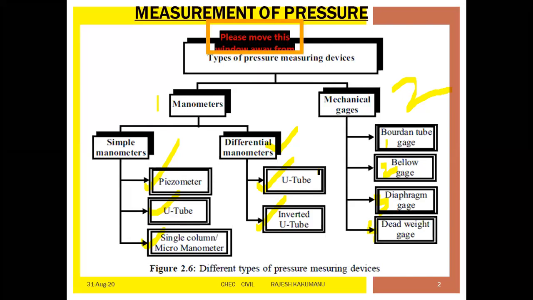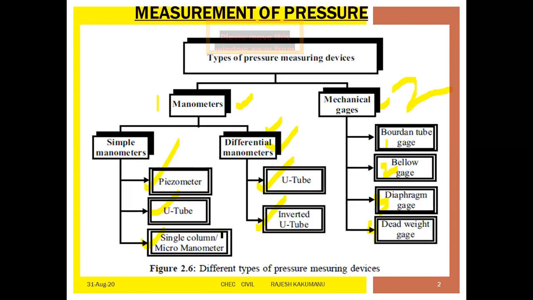Now, according to your syllabus, there is no need to discuss all the types of pressure measuring devices. In this, you have what is a manometer, what is a pressure gauge device, and in that you have differential manometers, micro manometer, piezometer, and also the various pressure devices.